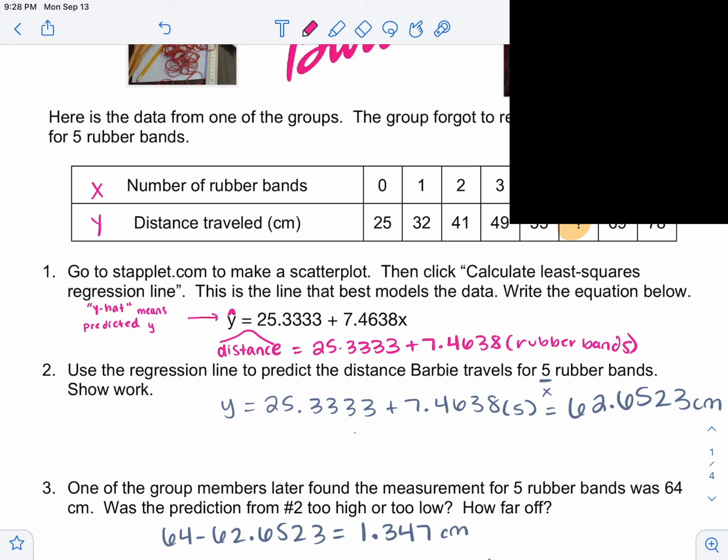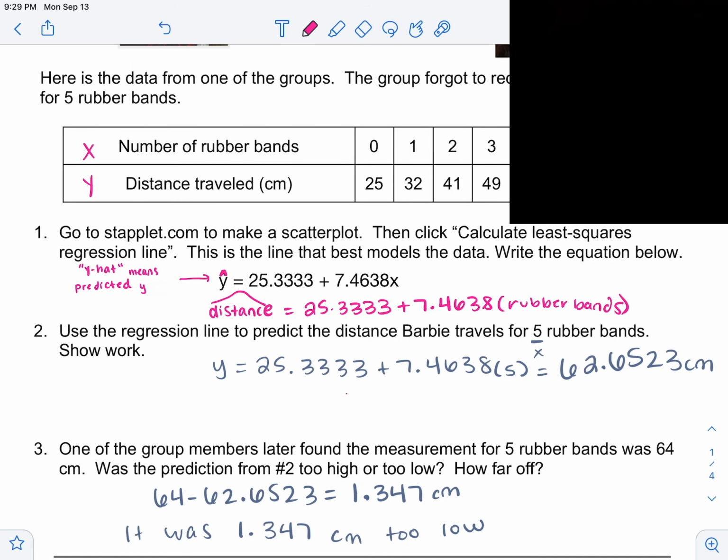All right. So then looking at question 2, use the regression line to predict the distance Barbie travels for 5 rubber bands. Here again, we're saying that 5 is our x. And if you look above, right, where we just wrote it with context, that makes it really easy to recognize where I'm going to plug 5 into. I'm plugging 5 in for rubber bands because it's 5 rubber bands. And so we get y, and really I should add in a y hat there.